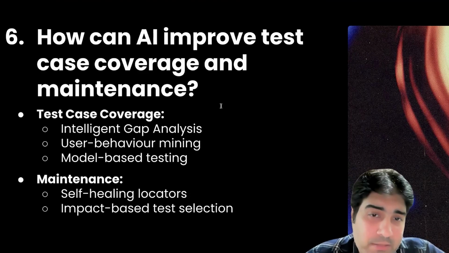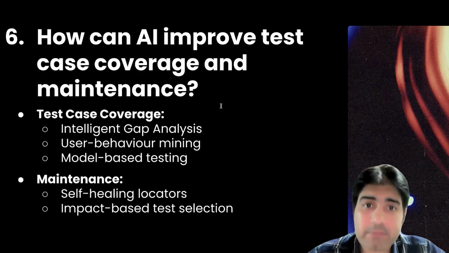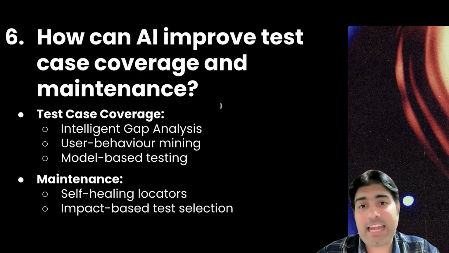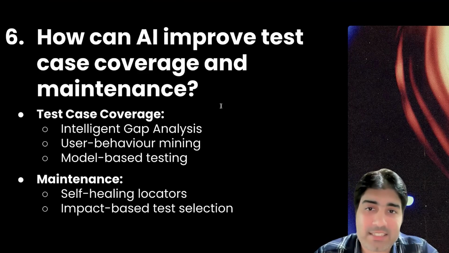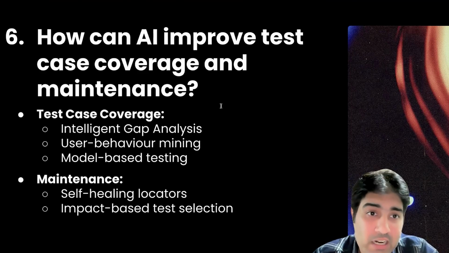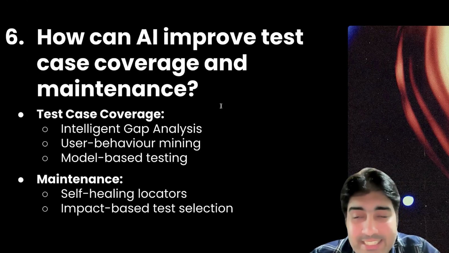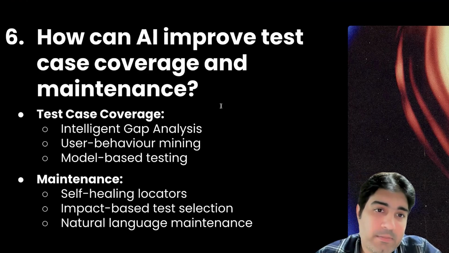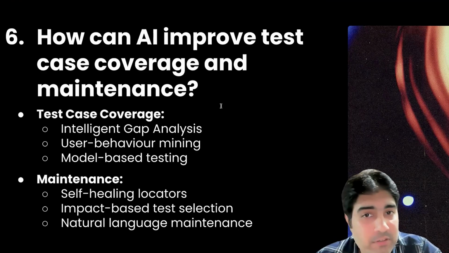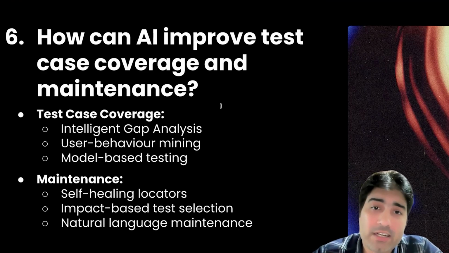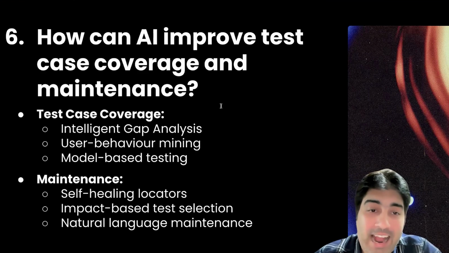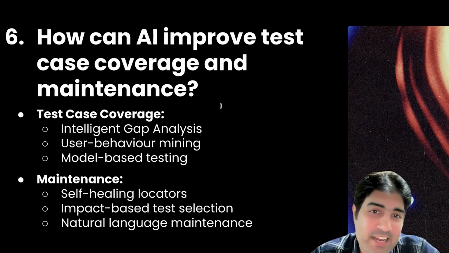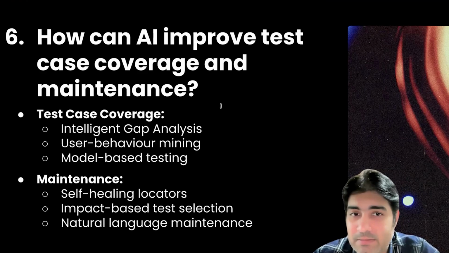Impact-based test selection. Instead of running the full suite on every build, AI can predict the smallest set of tests that cover the latest changes, cutting CI time by almost 60 to 80%. Natural language maintenance. With tools like OpenAI's API integrated into our frameworks, you can say "update login test to include OTP flow," and AI will refactor the test class while preserving the framework conventions.